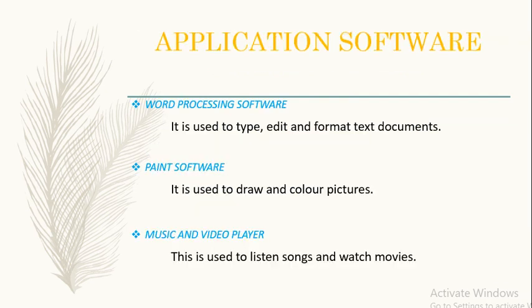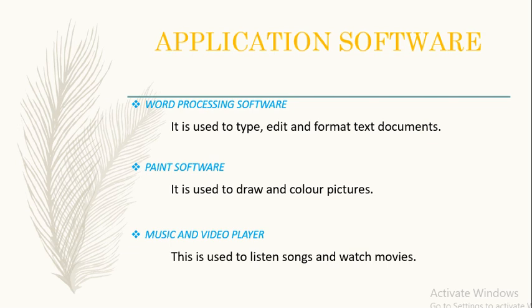Now the next point, application software. So what is the definition of application software? These are the software which are used for performing a specific task. Some examples of application software are word processing software, paint software, music and video players, PowerPoint presentation, Excel sheet. So these are some examples of application software.